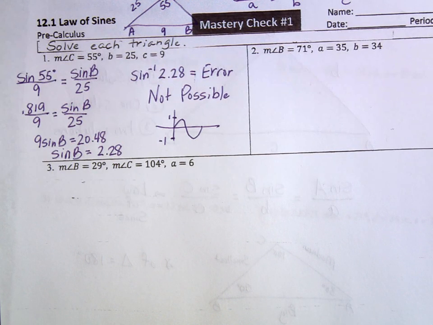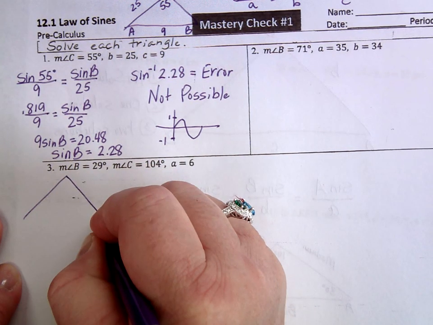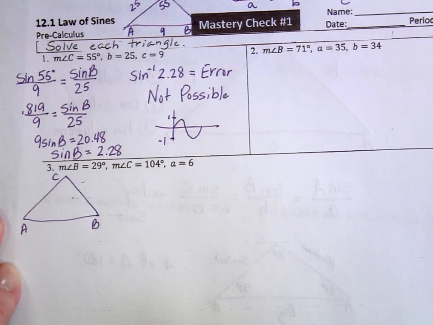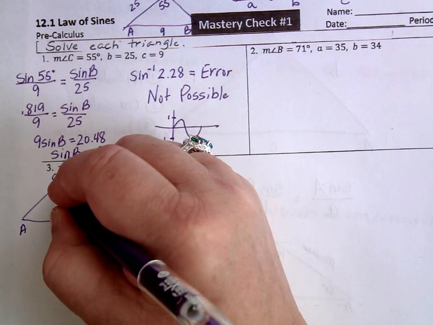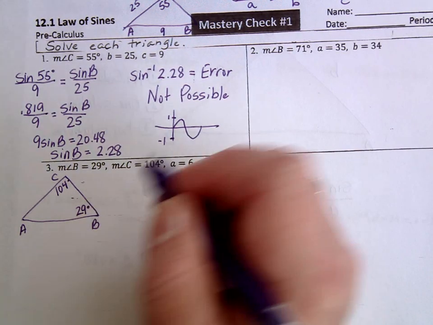I'm going to go to number 3 next, because I want to show you, number 2 is a little bit more difficult. So let's go to number 3 before we get too far into this. And I'm going to do the same thing. I'm going to draw myself a triangle. Here it is. Here's A, here's B, here's C. I'm keeping it standard, always going to be my triangle looking like that. My angle B is 29 degrees. My angle C is 104 degrees. And my little a, here's little a, is 6.